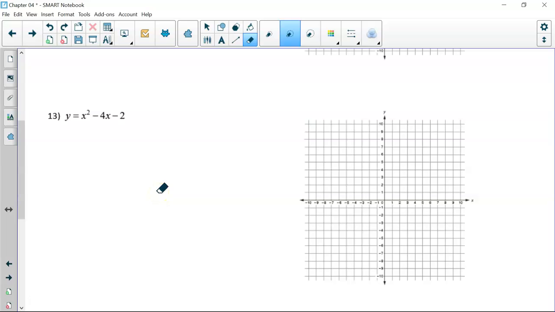Now looking at number 13, I can't think of any numbers that multiply to 2 and add to 4. I don't think we can factor this. But what we can do is solve for x. We can find the x-intercepts algebraically. Those are the values of x where y equals 0.